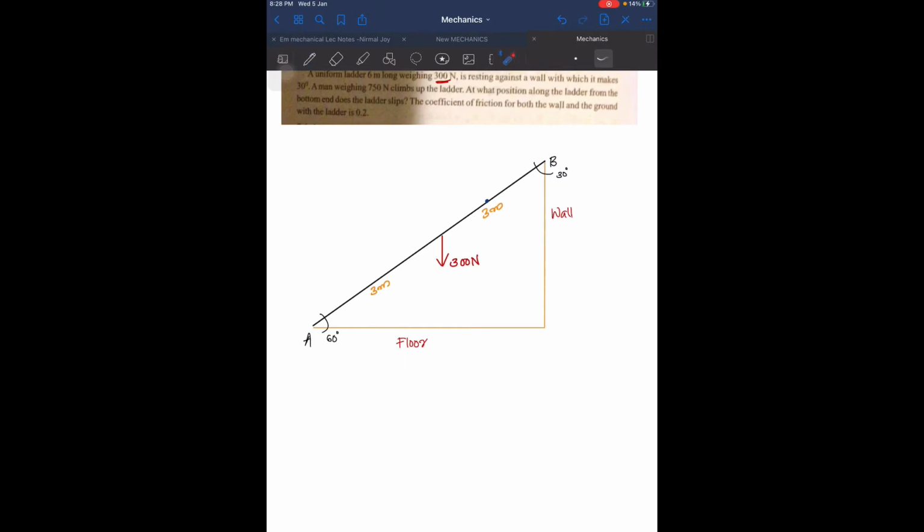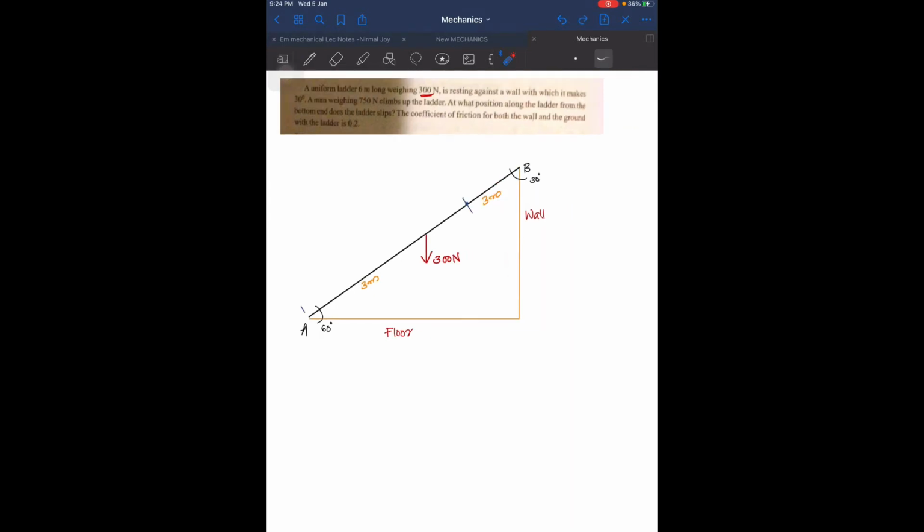So, let us understand the question once again. The most important part: there is a man weighing 750 Newton. He climbs up the ladder. Till he reaches this point, the ladder is in equilibrium. The ladder stays in its position. When the man moves to the very next point, the ladder will lose its equilibrium and the ladder will slip down.